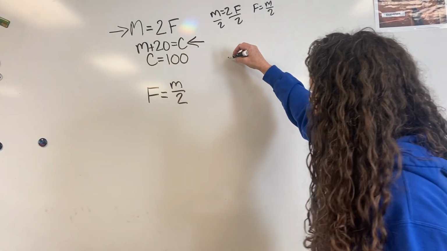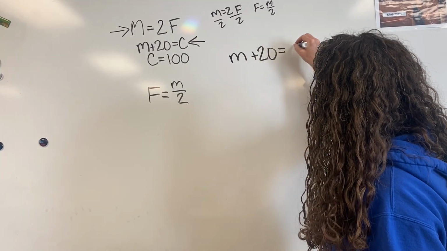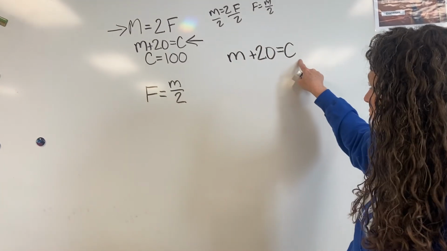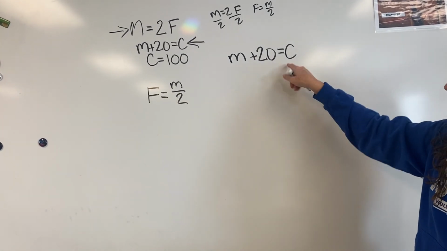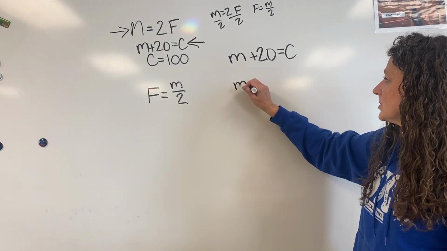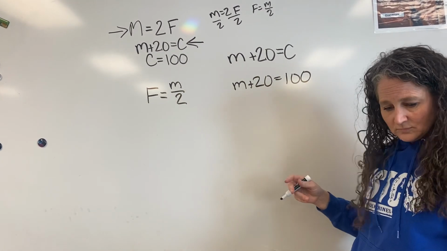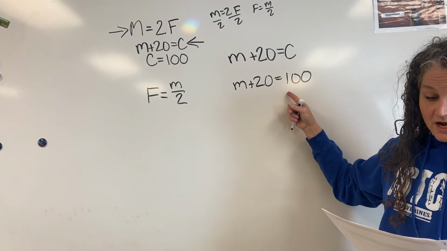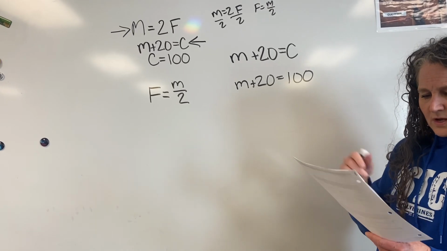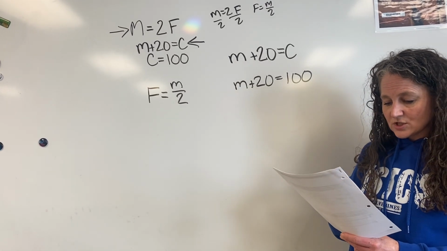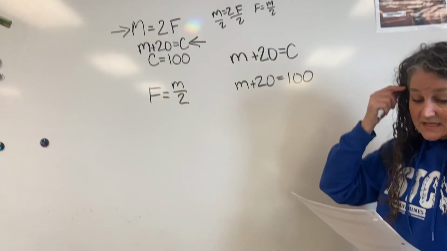We're going to use this one. M plus 20 equals C. Now here's the equation we're going to use, but what do we know, Parker? C equals 100. M plus 20 equals 100. Is this something we know how to solve? Yes. First of all, we're going to write that down right there. Which equation provides enough information to determine the value of the variable m? This one right here. And then it says solve the equation.